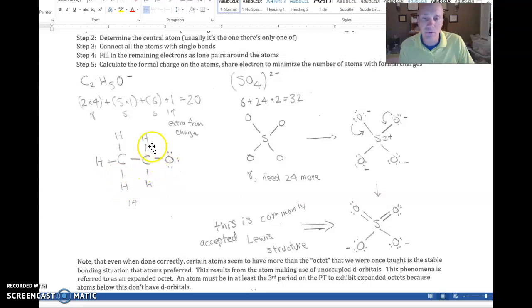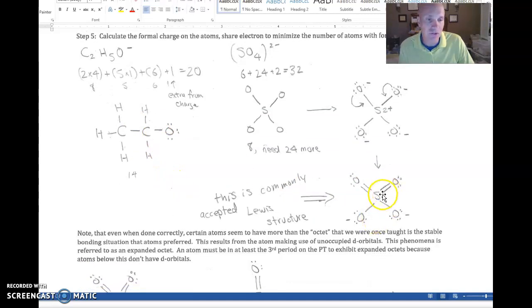For example, this structure right here is obeying the octet rule. Again, there should be a negative formal charge right next to that oxygen. For this carbon right here, the closest noble gas is neon, so it should have the same number of valence electrons as that, which is 8. If we count how many are surrounding it, we've got 2, 4, 6, 8 electrons surrounding it. It's satisfying the octet rule. But if you take a look at this structure right here, take a look at the sulfur. We have 2, 4, 6, 8, 10, 12 electrons surrounding that. So that seems to violate the octet rule.